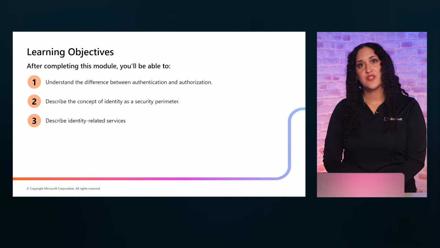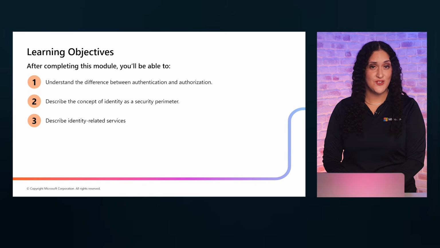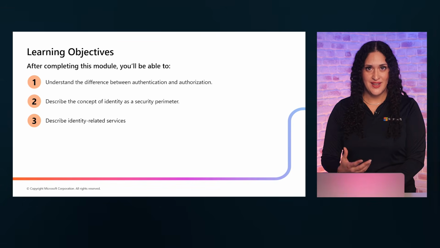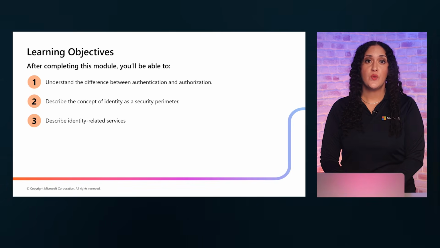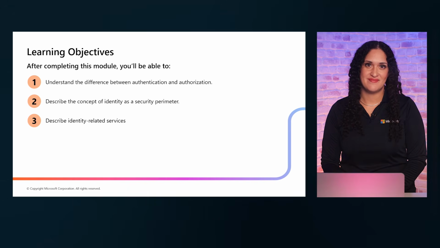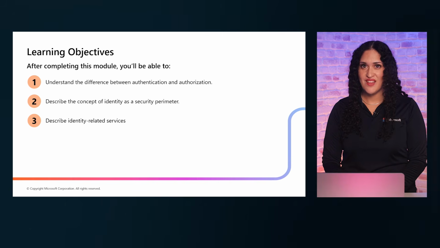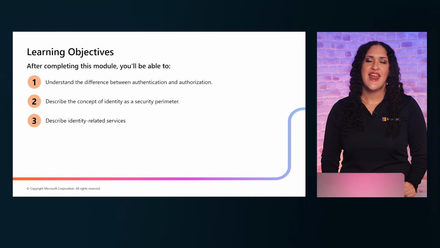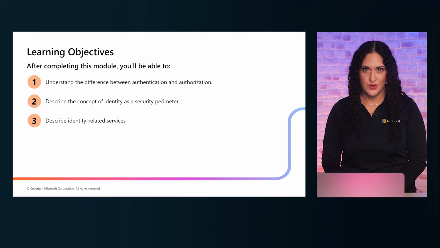In this section, we'll explore how identities apply, not just to people, but also to devices, applications, and services, and why managing them correctly is critical. We will also look at how identity-related services help organizations control access, reduce risk, and improve visibility. This includes understanding how identities are created and managed, how users are authenticated, and how access is granted and monitored.